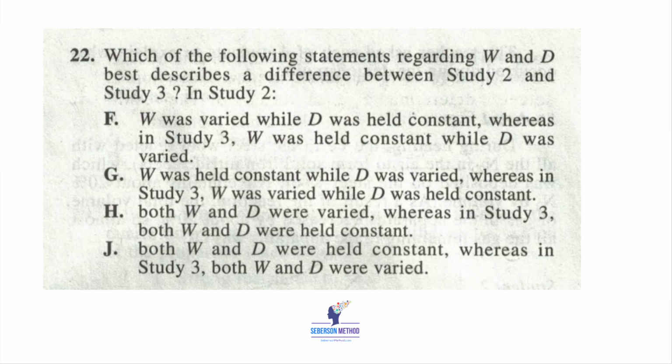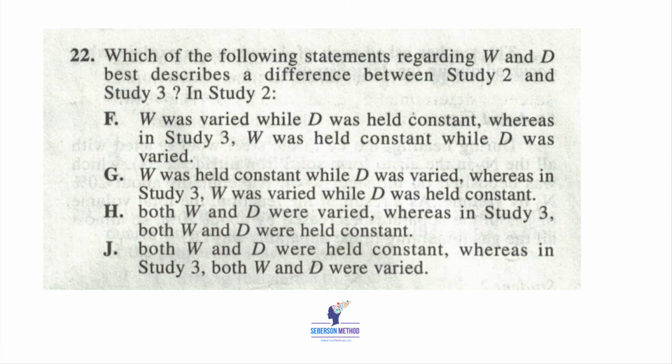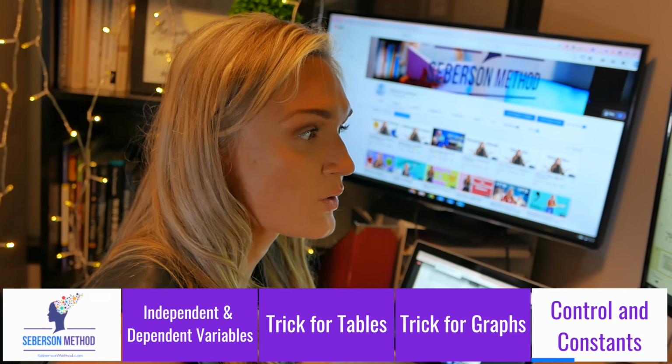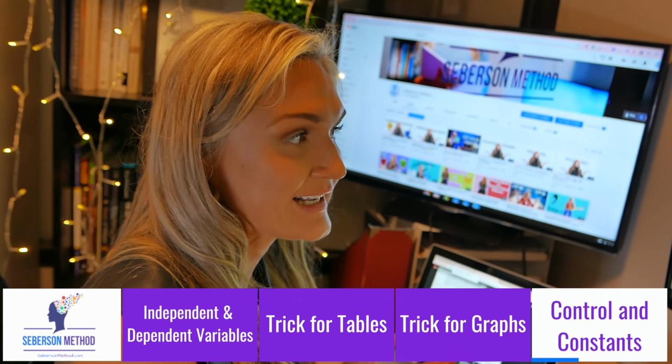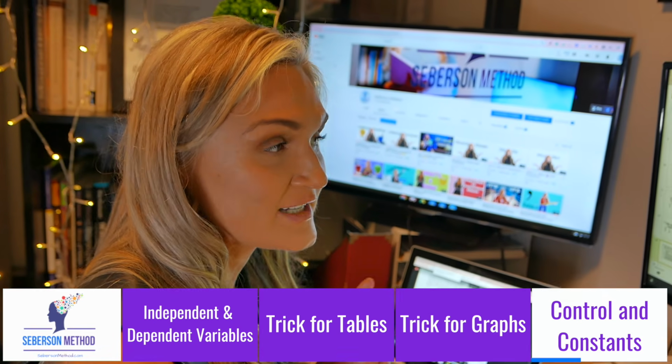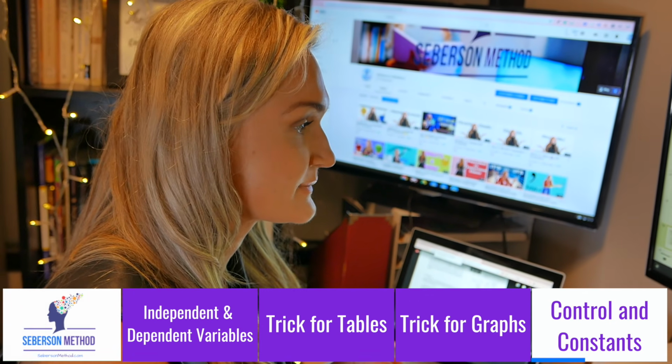If we look at this question 22, this is from 73G. Which of the following statements regarding W and D best describes a difference between study 2 and study 3? Again, do this technique of a vertical scan where you quickly scan your answer choices, and you're going to see that the discussion is whether something is held constant or something is varied. So your job is to go back to the passage and look at study 2 and study 3, and then identify which one was varied and which one was held constant.